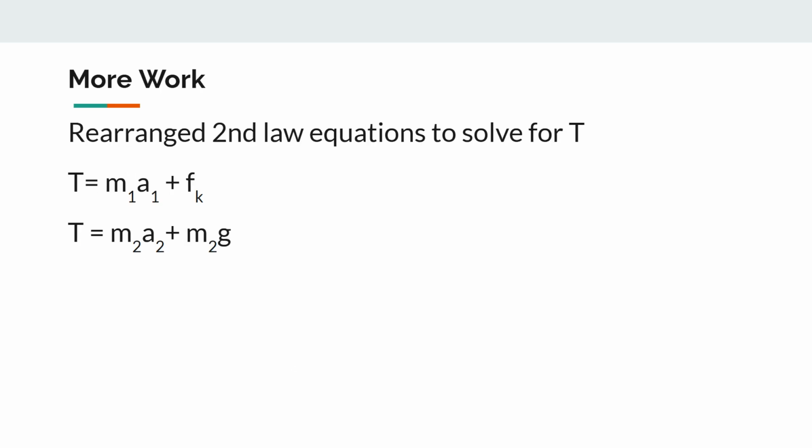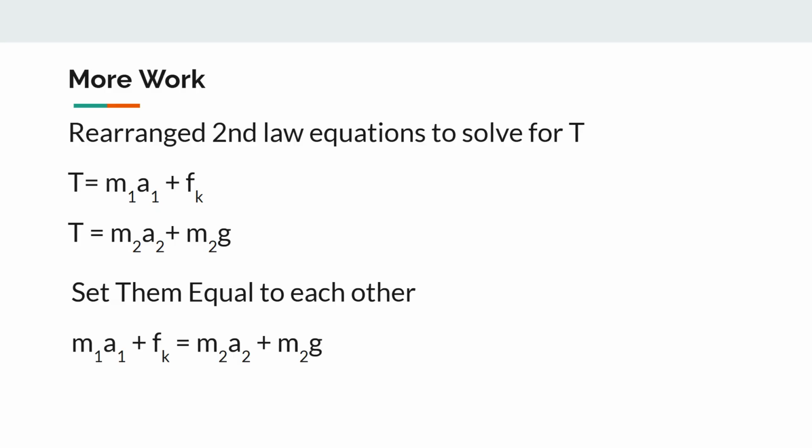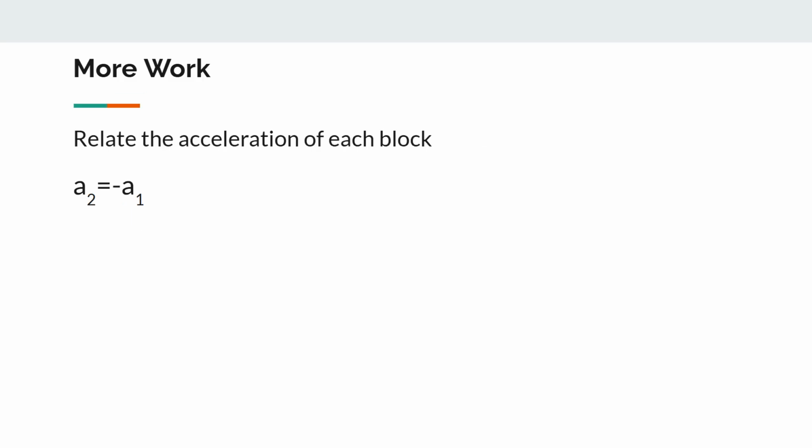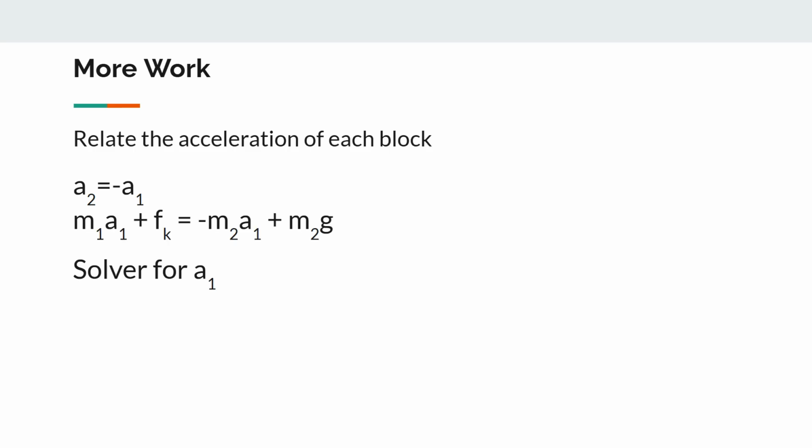And then from there, we rearrange the equations to solve for tension. Then we set those equations equal to each other, and we get that equation. From this equation, we have acceleration 1 and acceleration 2. So our next step is to relate these two accelerations: acceleration 2 equals the negative of acceleration 1. Then we plug that into what we had, and solve for A1.